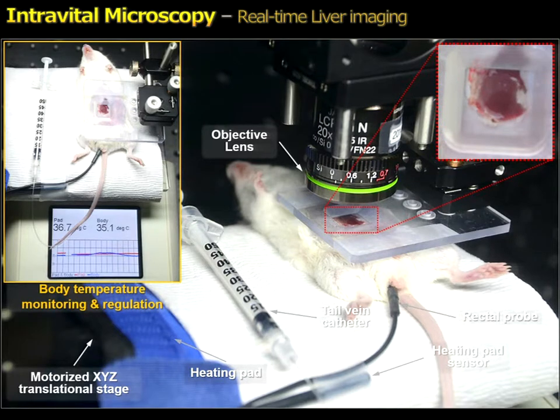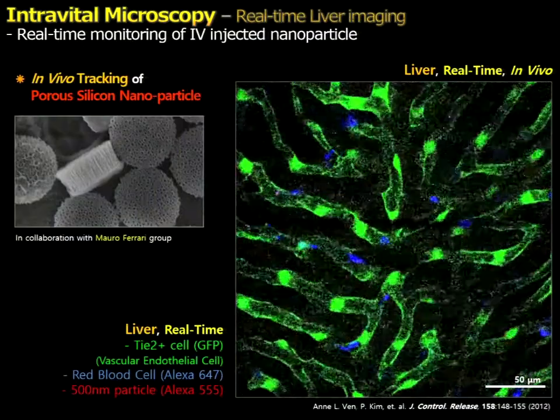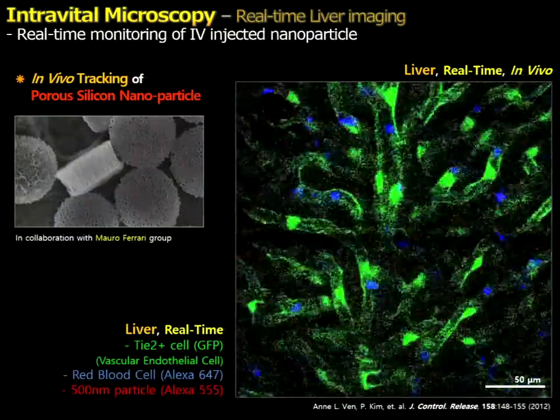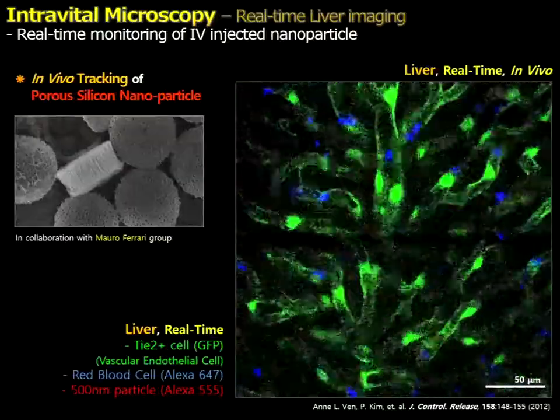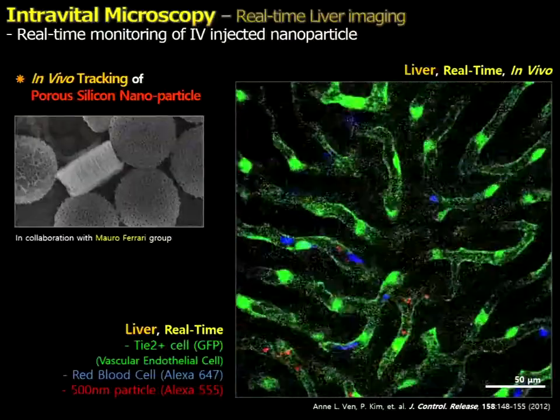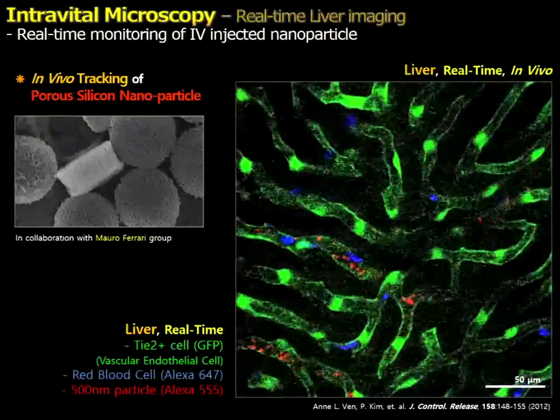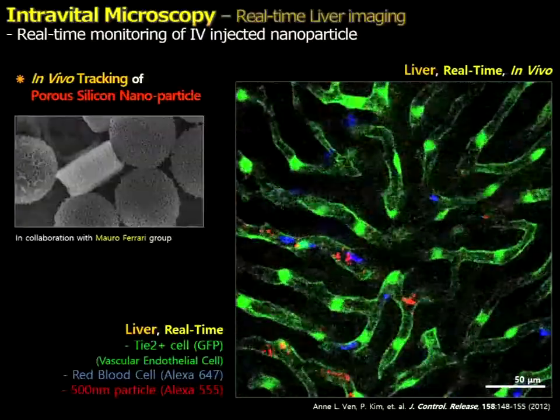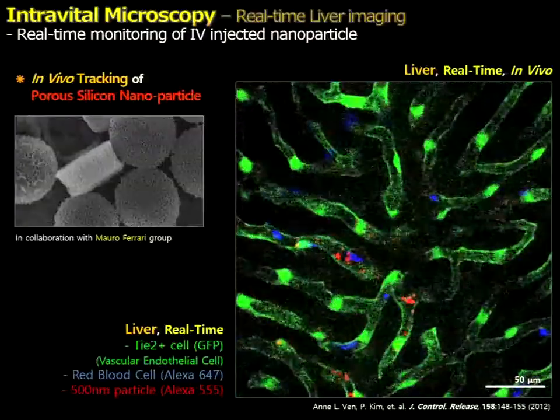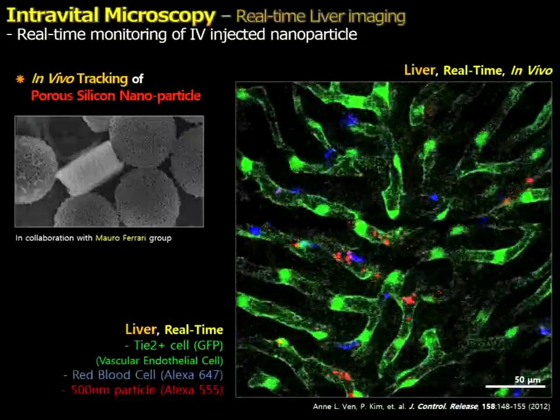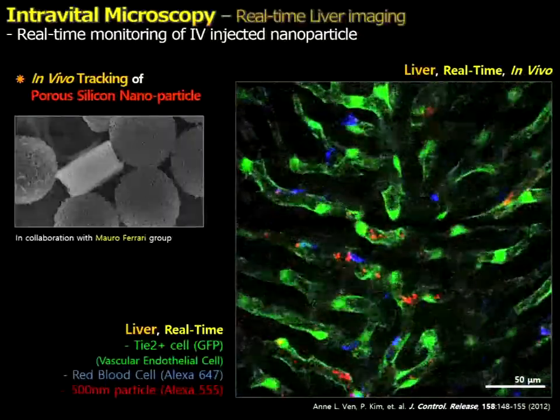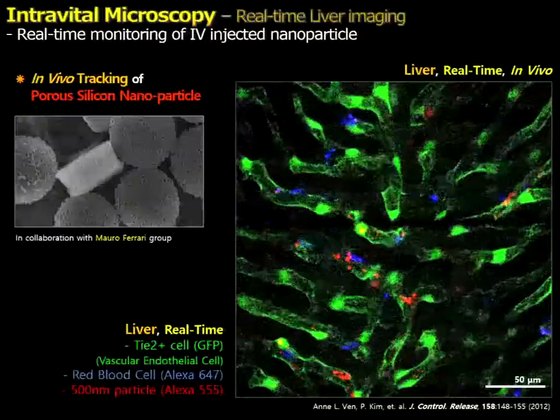Okay, so I will show another example. This is the preparation for the liver imaging. Again, we anesthetize the mouse. We make an incision on the skin and peritoneum, expose the liver, and then this is the example data we obtained from the liver. In this particular example, we use the Tie2-GFP mouse. In this mouse, all the vascular endothelial cells express GFP. So here, the green is the liver sinusoidal endothelial cell. And this is real-time data, of course.